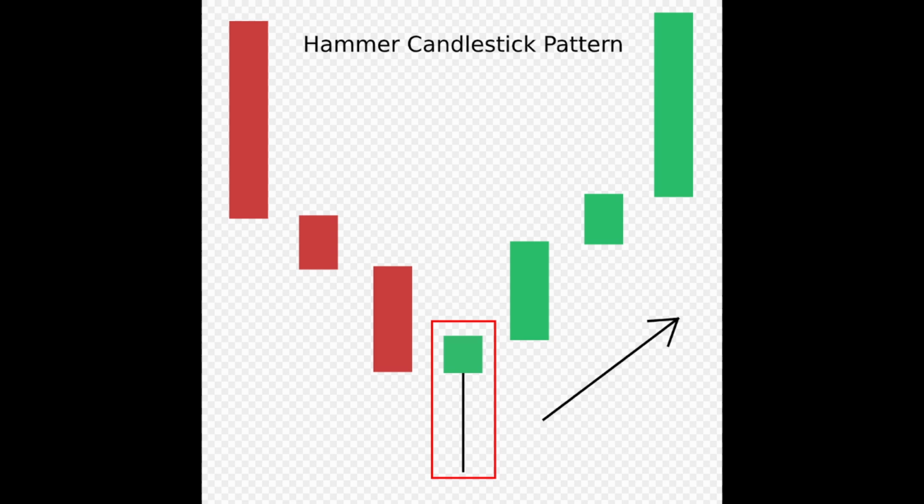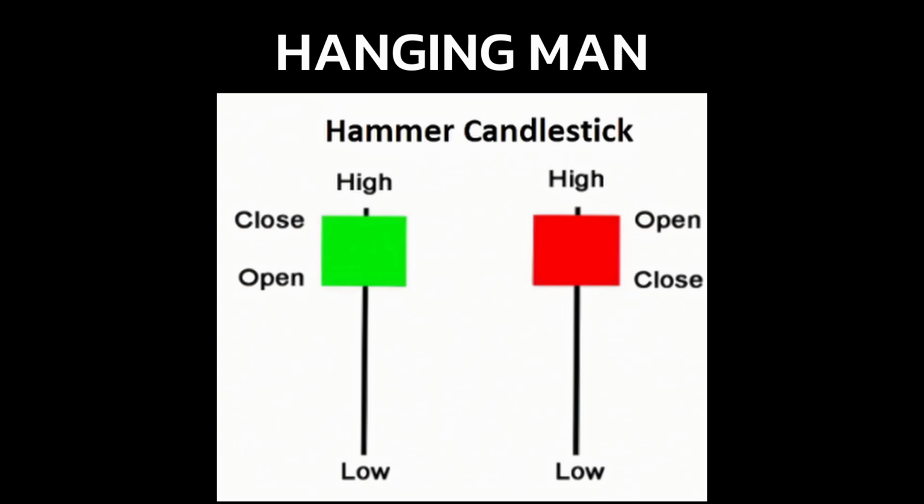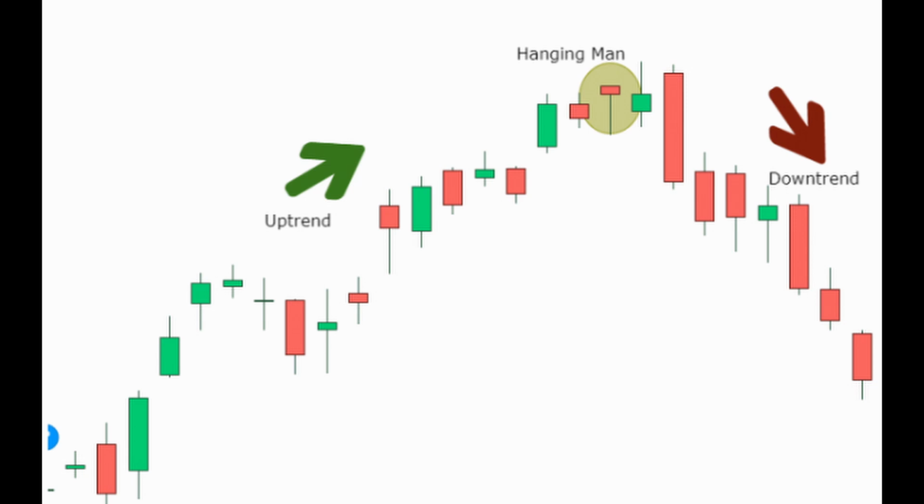Thirdly, the hanging man. This candle is when the open and close are roughly the same, and the candle has a long lower wick. It also requires the candle to occur at the top of an uptrend. It is bearish in nature and indicates a potential reversal. If this candle is red, it is considered strongly bearish. If it's green, it's still considered bearish but is much weaker.